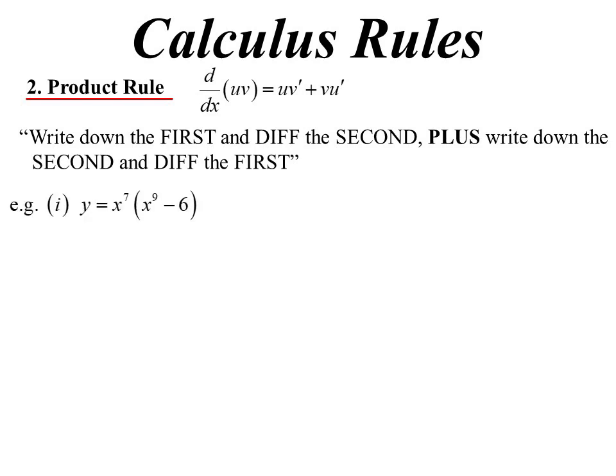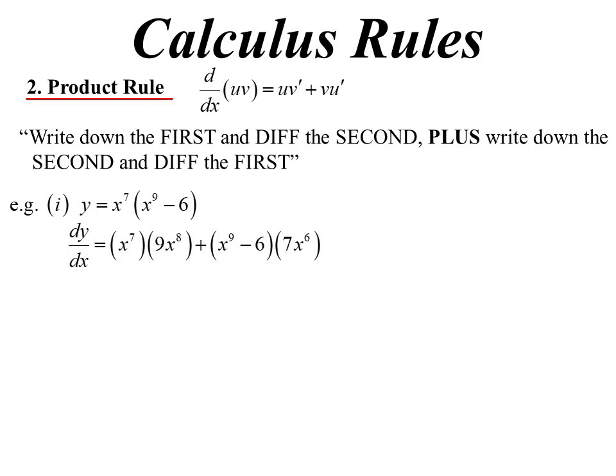Now, reality, yes, you'd probably expand that one out first. I mean, it's quite easy to do. But let's use the product rule for it. Write down the first. Well, the first thing I've got there is x to the power of 7. Differentiate the second. Well, the second thing I've got there is x to the power of 9 minus 6. If I differentiate that, I get 9x to the power of 8. Plus, write down the second: x to the 9 minus 6, diff the first. Differentiate x to the power of 7, I get 7x to the power of 6.